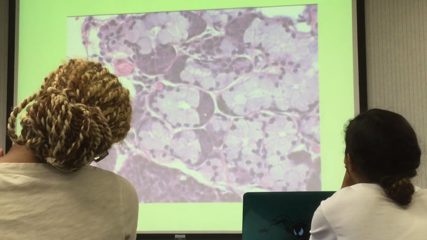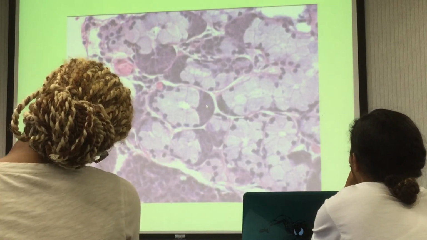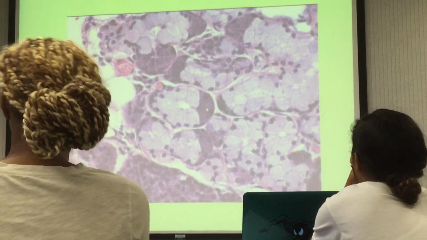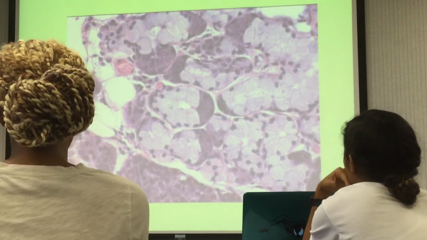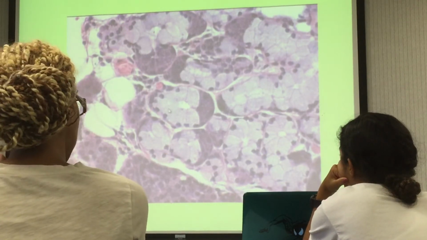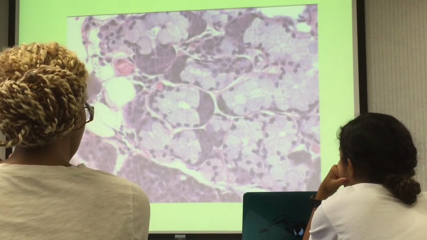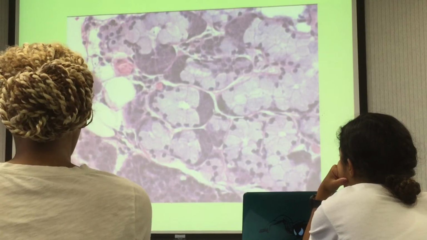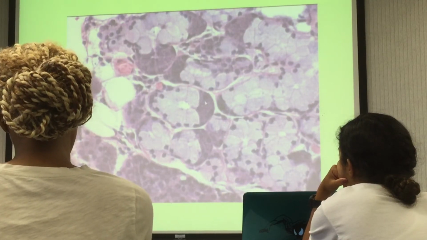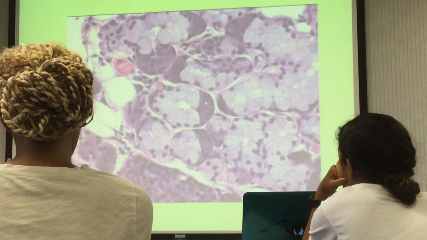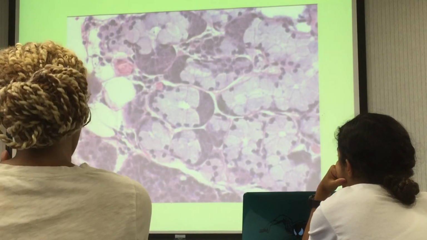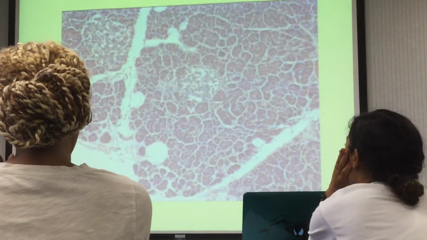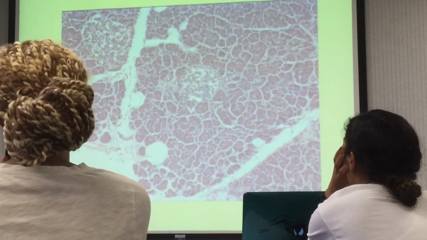So there's a mixture here. The blue dots are serous, S-E-R-O-U-S, and these are the mucus as you expect to see, they're clear. So these are called demilunes, D-E-M-I, lunes, like half moon, L-U-N-E. Okay, now what is this gland?